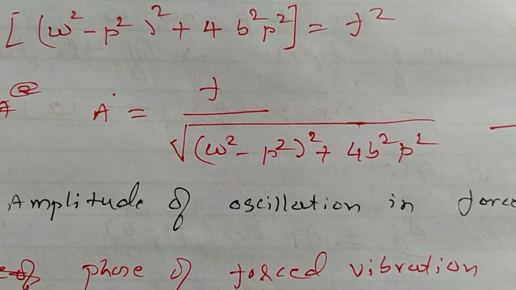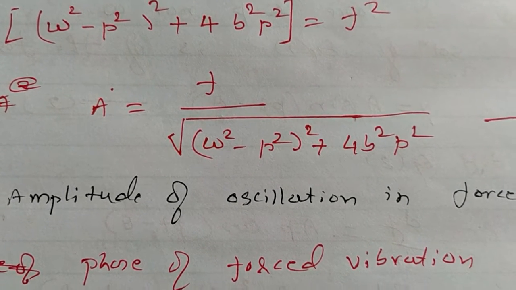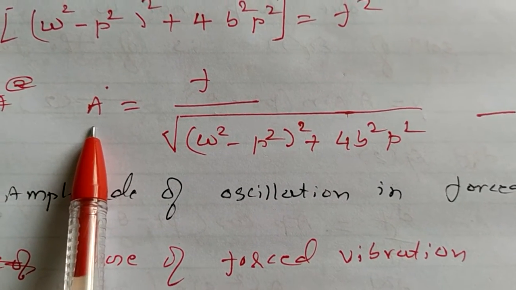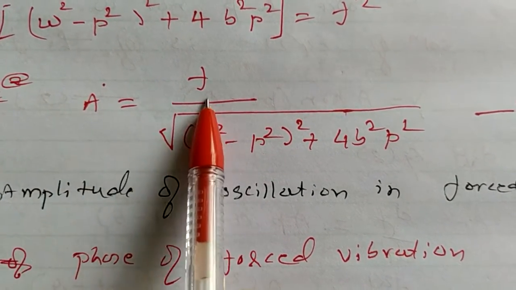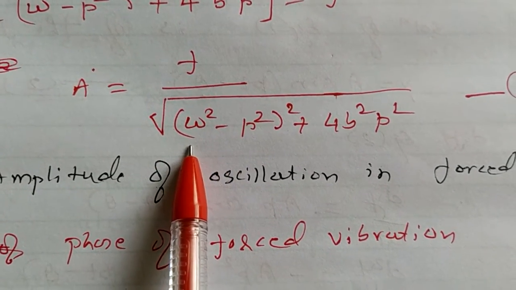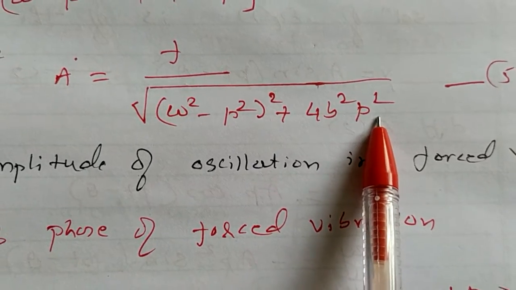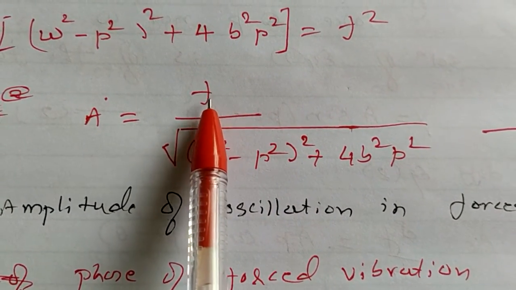Welcome back. We will continue our discussion on forced vibration. The last equation that you derived in case of forced vibration is given by: amplitude of the vibration A is equal to F divided by square root of (omega square minus p square) whole square plus 4b square p square. Let me remind you what the parameters are here.